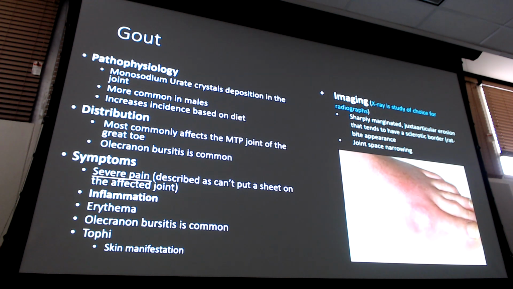Severe pain, right? Severe. That says on there the bed sheet, right? That's the most common complaint. They can't even put the bed sheet on. That's how much pain this causes when they have a flare-up. Okay? Inflammation, erythema, and the tophi on there. X-ray is still the study of choice.